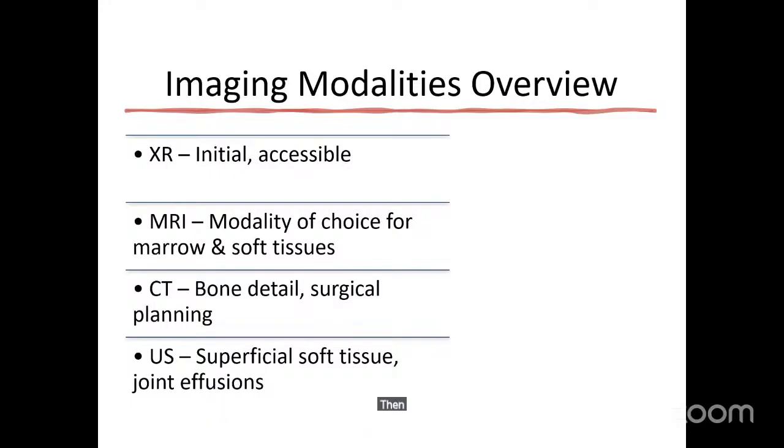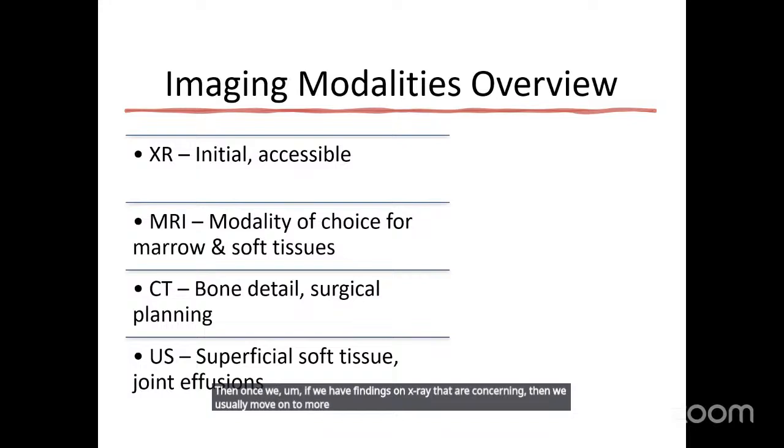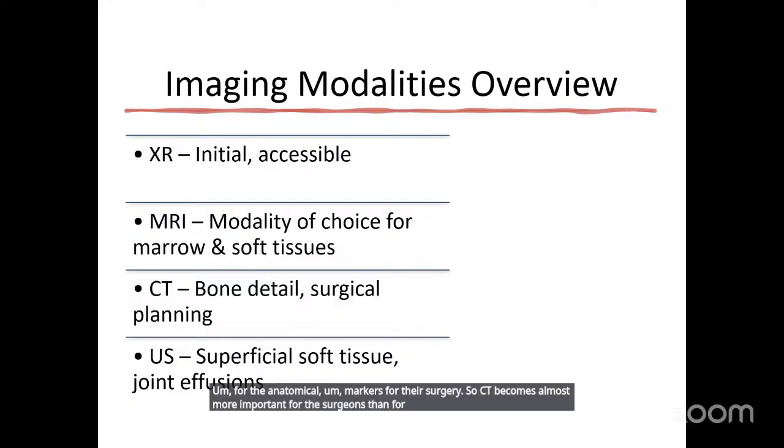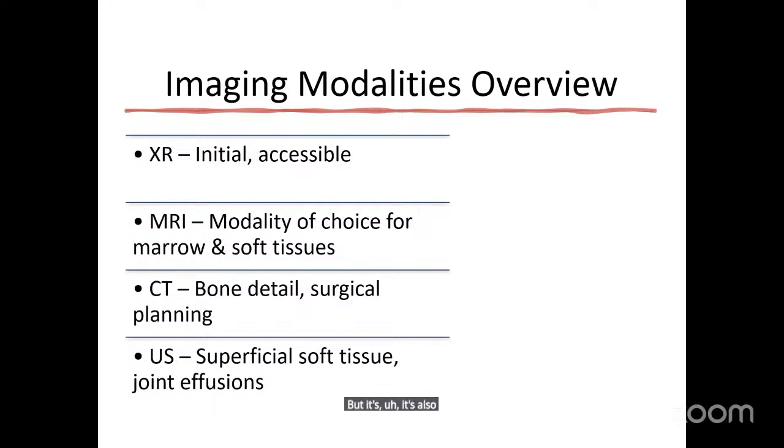Then if we have findings on X-ray that are concerning, we usually move on to more advanced imaging. MRI is really our study of choice for both osteomyelitis and soft tissue infections. CT is very useful for seeing the detail of the osseous structures. Also, a lot of surgeons need it for the anatomical markers for their surgery. So CT becomes almost more important for the surgeons than for our diagnosis of infectious disease. But it's also fast, and so time and money wise it is much less expensive than MR.